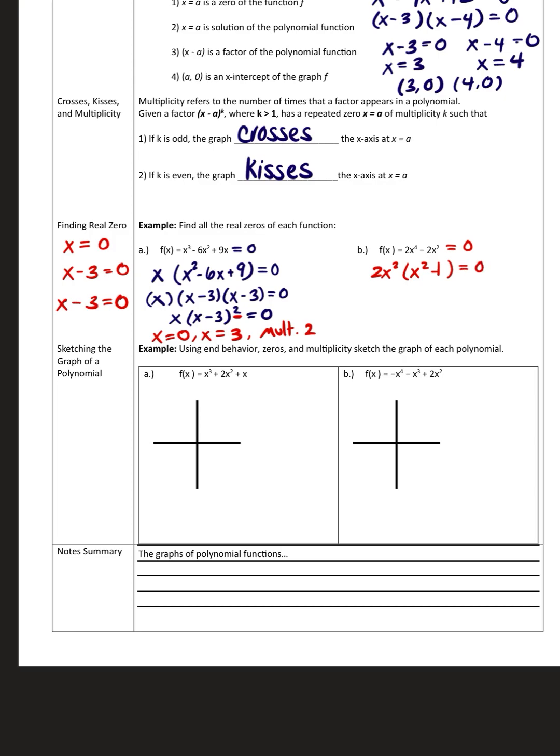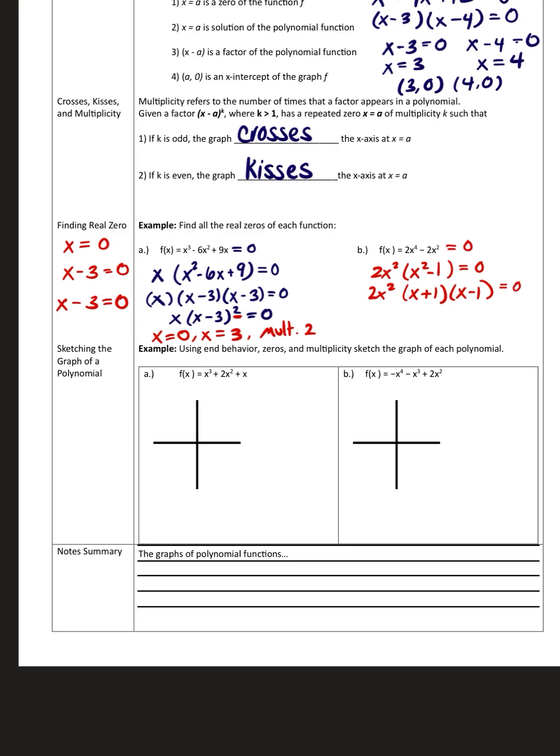I'm going to fix my little minus sign, it was touching that 1. There we go. So I can break this down even further. I would get 2x squared, and then an x plus 1, and an x minus 1, and that equals 0.